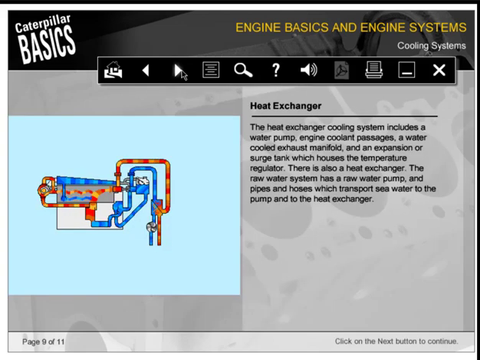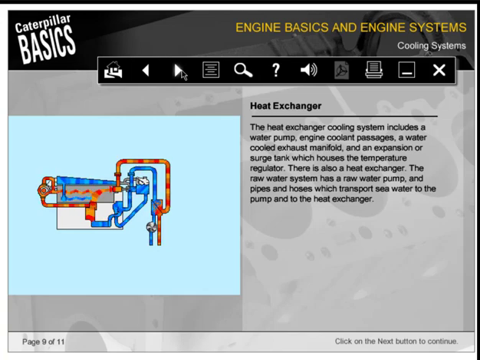The heat exchanger cooling system includes a water pump, engine coolant passages, a water-cooled exhaust manifold, and an expansion or surge tank which houses the temperature regulator. There's also a heat exchanger.